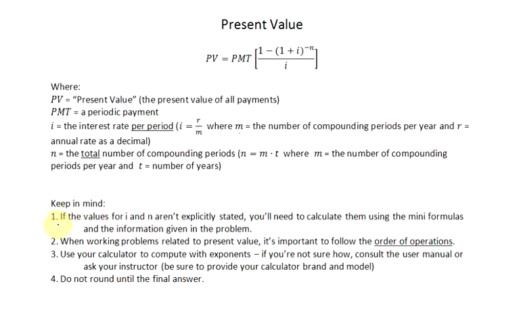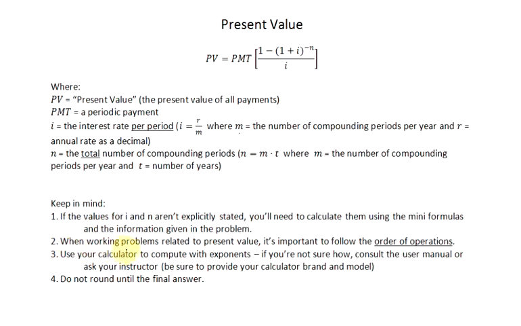And as we do, just keep these things in mind. If the values for I and N aren't clearly stated, we're going to need to calculate those using the little mini formulas that I have here, where I equals the annual rate given as a decimal divided by the number of times per year that the money is compounded. And for N, if N is not explicitly stated, we're going to need to calculate that just by multiplying the number of times the money is compounded by the number of years that's given.